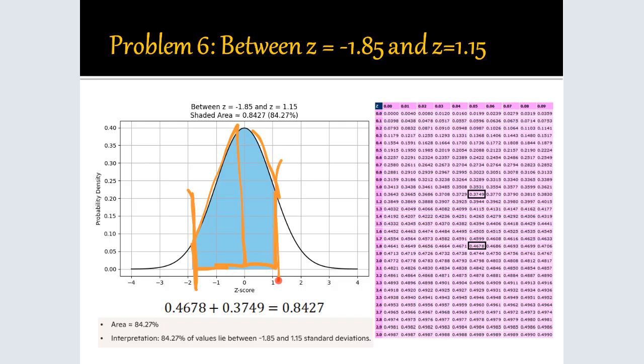That's why we're going to add the areas. So 0.4678 plus 0.3749 will give us 0.8427 or 84.27%.